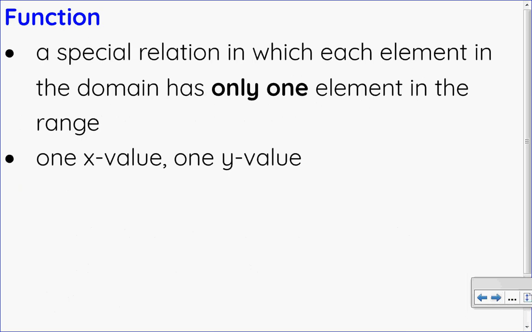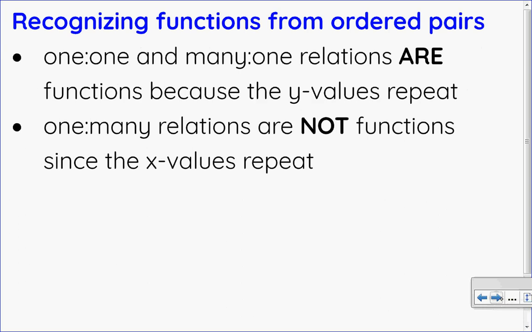Relations have domain and range, and how domain and range are related determines whether it's a relation or a function. Now, a function is a special relation in which each element of the domain has only one element in the range. That means one X value goes to one Y value. So how we recognize functions, we're going to look at this in a couple of ways. The first way is ordered pairs.